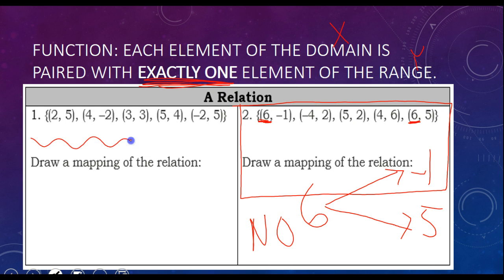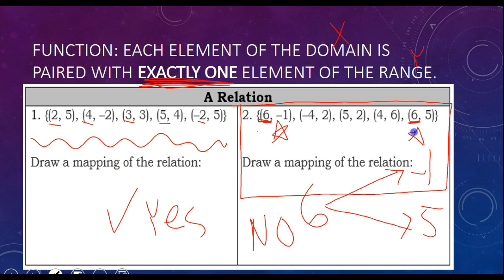And if you take a look at this example right here, every x value is unique. So there are no repeats on the x values. That means that each element of the domain is paired up with exactly one element of the range. So this one would be okay. So this is a yes. Really the key here is to look for the repetitive x values. And the question is, do they go to a different y value, which is true here. 6 goes to -1 and 5.